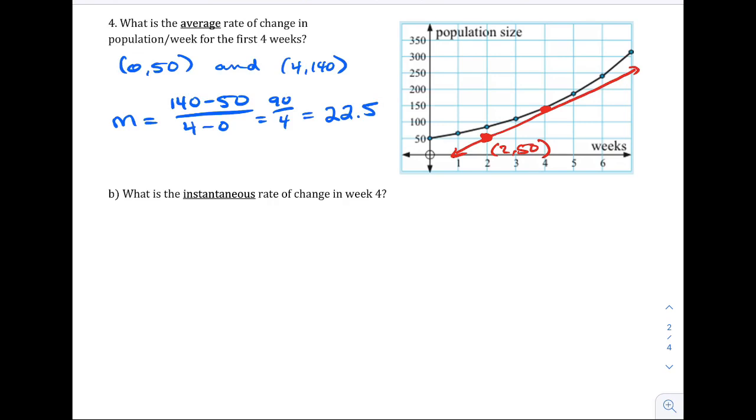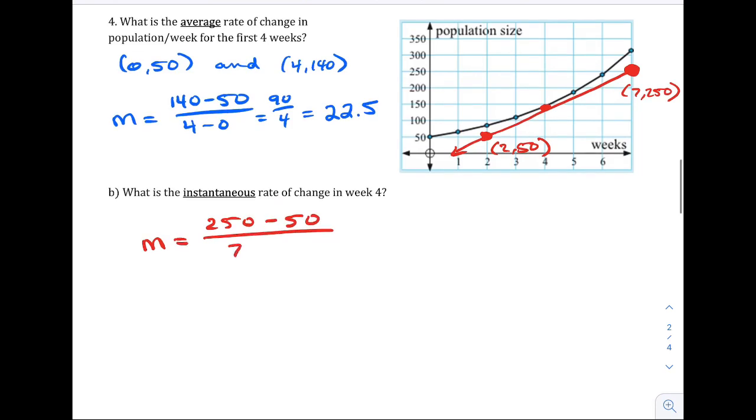And another point that's on that tangent line, I don't know, maybe way over here. I'll call that 7 and 250. You might not choose the exact same points as me, but you should get a slope that's relatively close, maybe a little bit more steep or a little bit less. But remember, we're just using our eye, so we can't really know exactly. So we'd have 250 minus 50. I'm subtracting my y's, all over difference in my x's, 7 take away 2. So I subtract them, I get 200 all over 5. So 200 divided by 5 is 40.